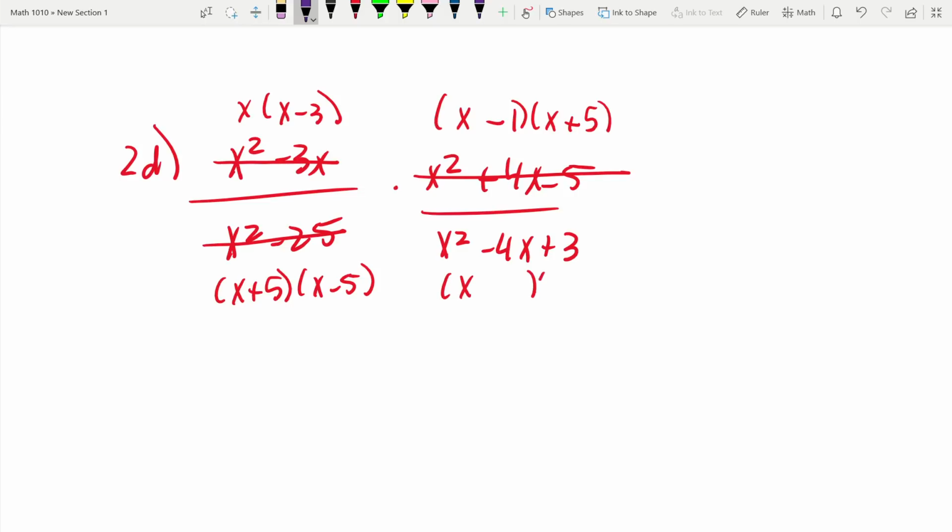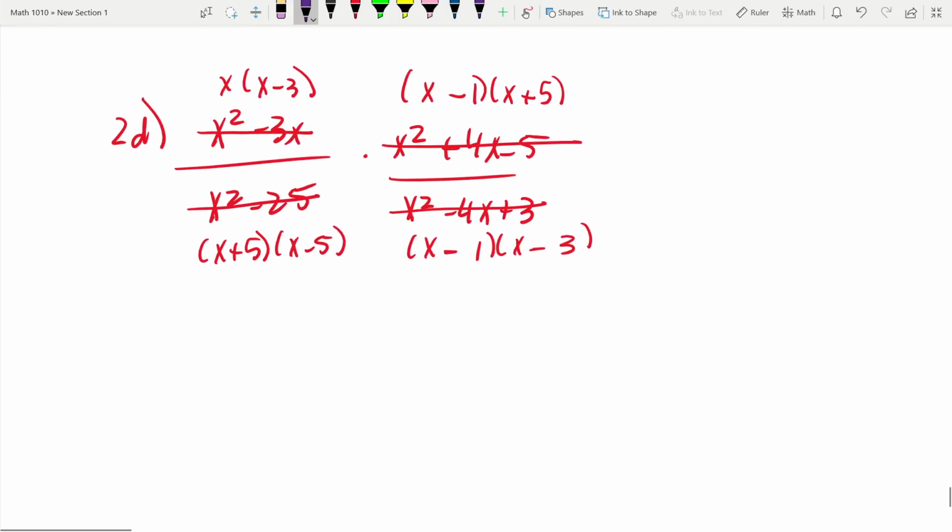Factor here, x and x. Signs are the same. They're both negative. 3 and 1 multiply to give me 3 and add to give me 4. That's gone. Now I'm going to see what I can cancel. So I have an x minus 1 here and an x minus 1 there. I have an x minus 3 there and an x minus 3 there. All that matters is I have 1 on the top and 1 on the bottom.